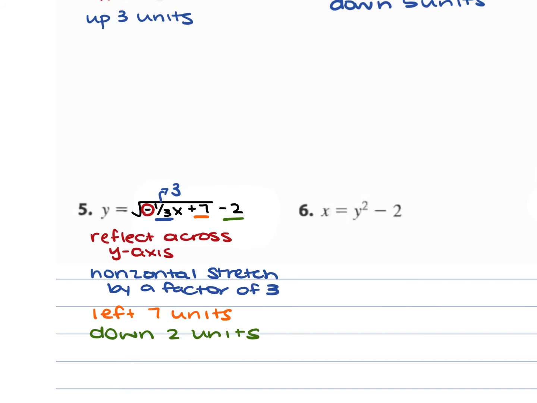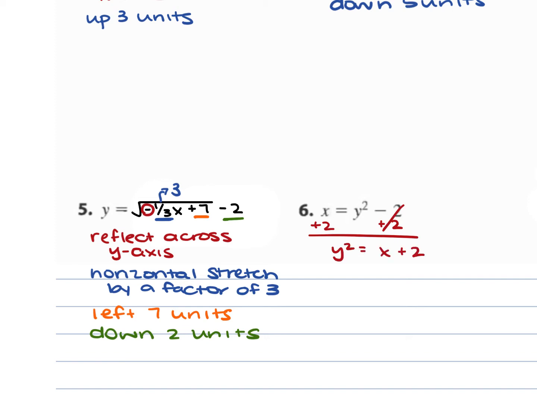For number 6, we have x is equal to y squared minus 2. So for this one, we do not have it equal to y, and when we're working with functions, we want f of x is equal to something, a function of x, or y is equal to. So in this case, you have to solve the equation for y. So the first thing we're going to do is move the 2 over by adding it to both sides. We get y squared is equal to x plus 2.